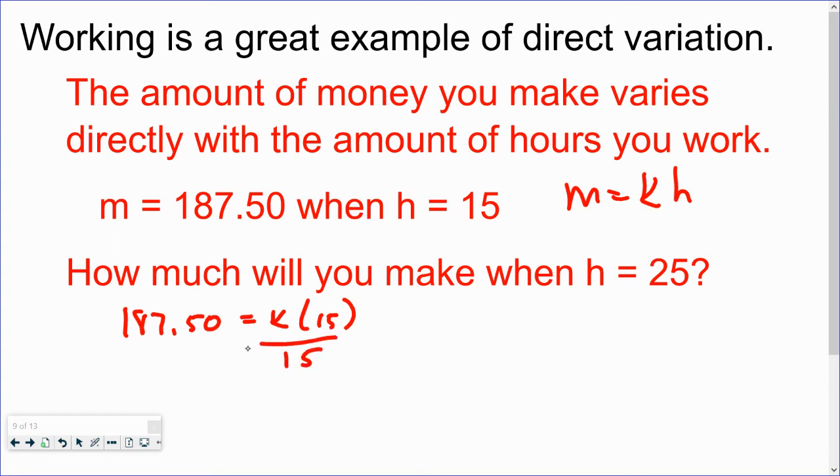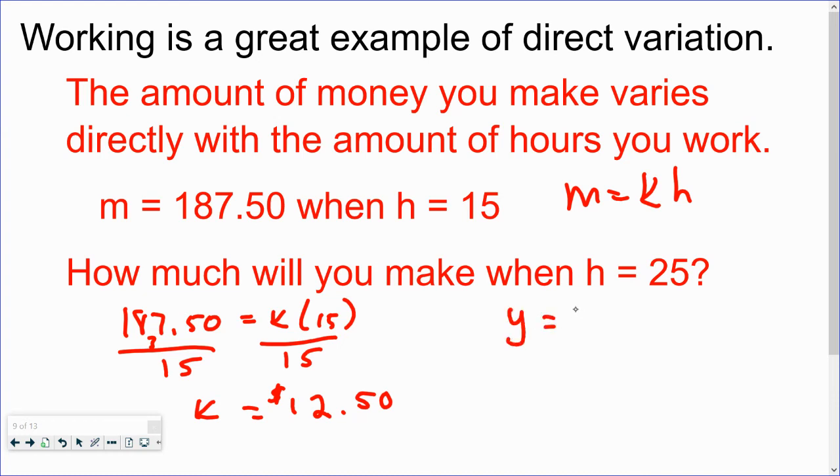I'm going to divide both sides by 15, and I get k is equal to, let's see here, that's 87.5 divided by 15, and that looks like that's about 5 with 0.75 left. I didn't do the math all the way through here, but I think that's $12.50. That's the k value. Now, how much money will you make when h is 25 hours?